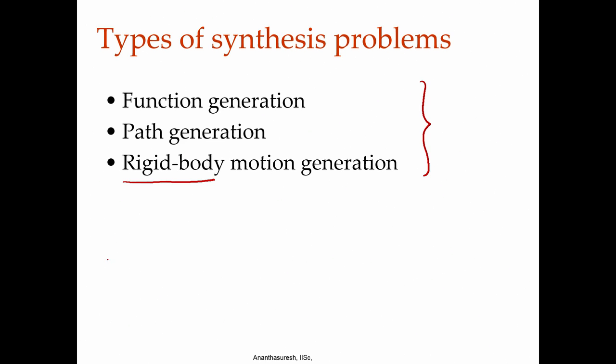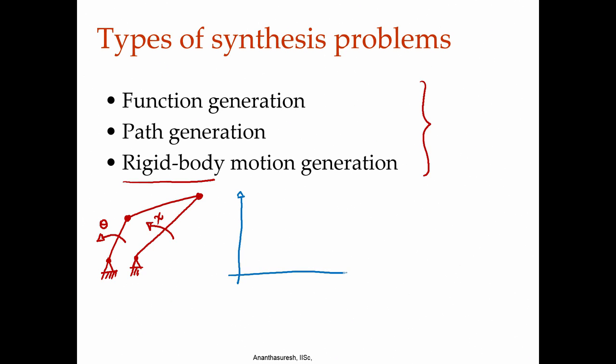Function generation is if I have a 4 bar linkage like that with 2 fixed pivots, there are these moving pivots here, 4 of them. The rotation, if I indicate that as theta, if I indicate this as psi, in function generation what I want is that somebody would prescribe, or the problem on hand they may say psi and theta have to follow a certain function. These were the functions.